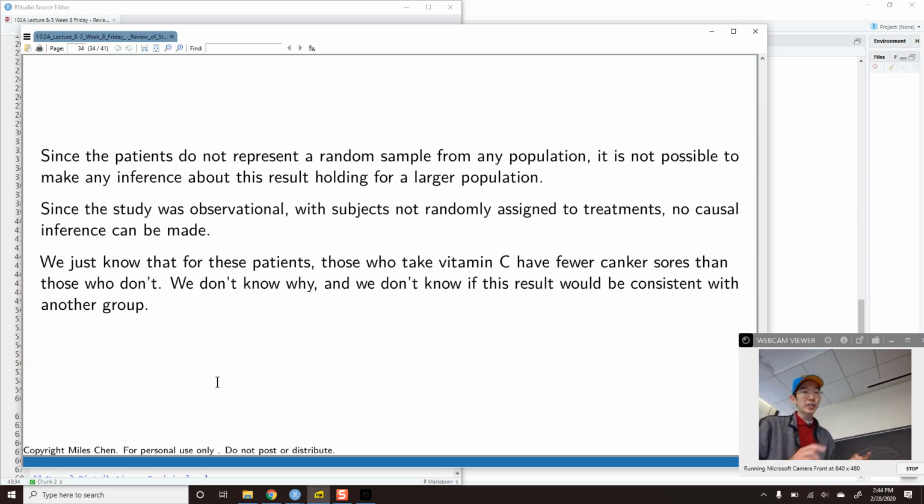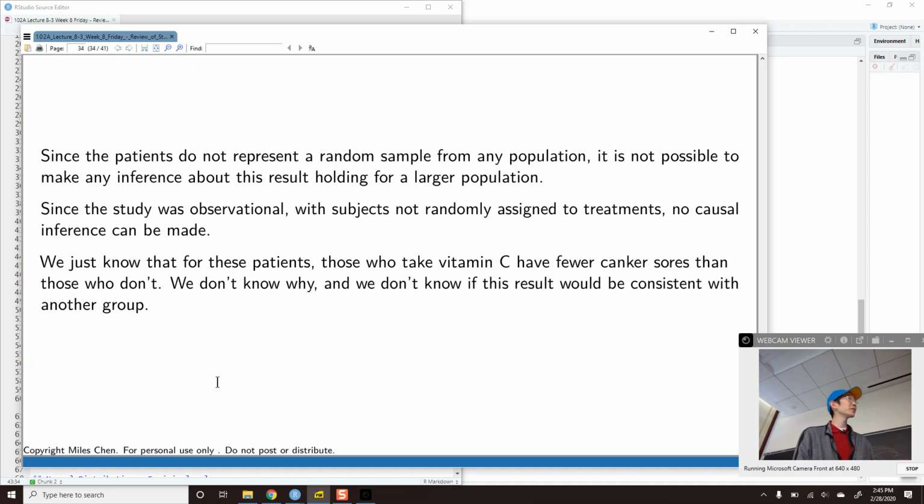Okay, so no, not a random sample, and observational study, okay? Because it's not a random sample, you cannot generalize to the larger population, right? You can only make statements about this group of people, right? Observational study, you cannot make cause and effect conclusions. You cannot make causal inference, right?